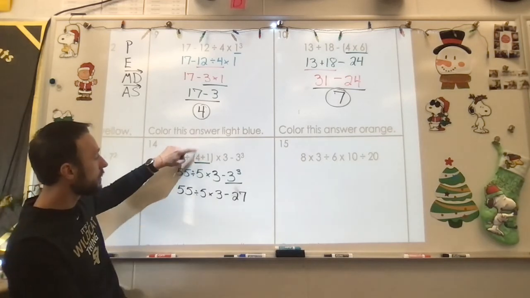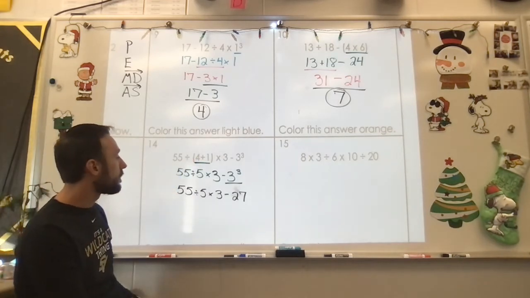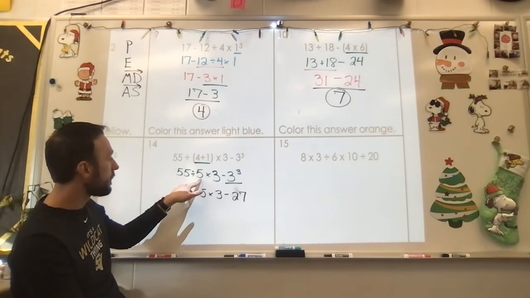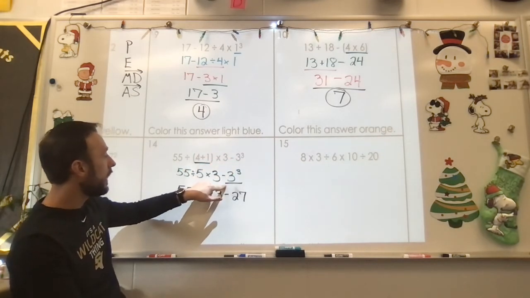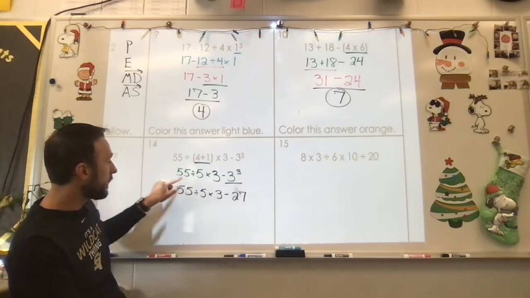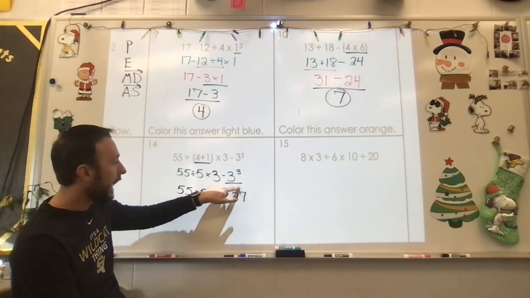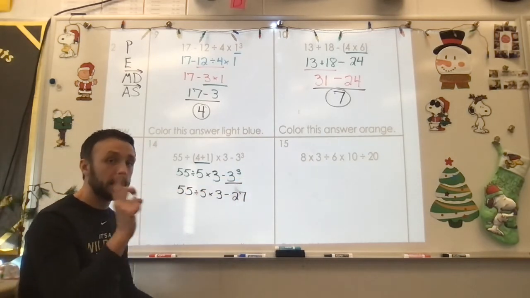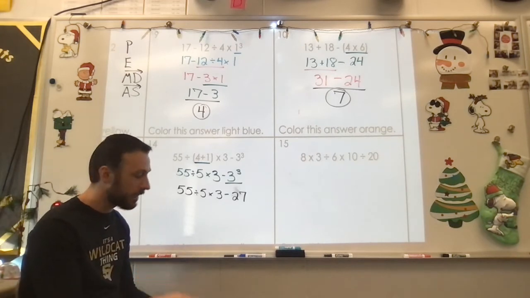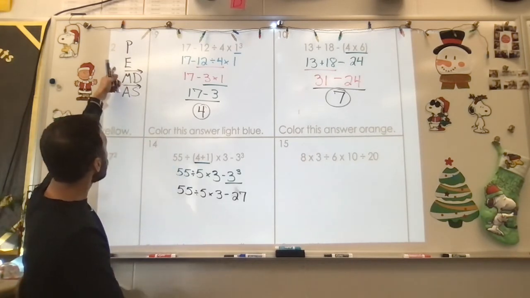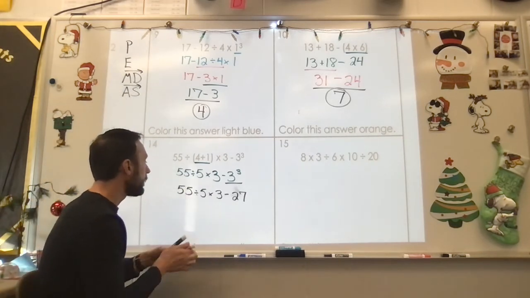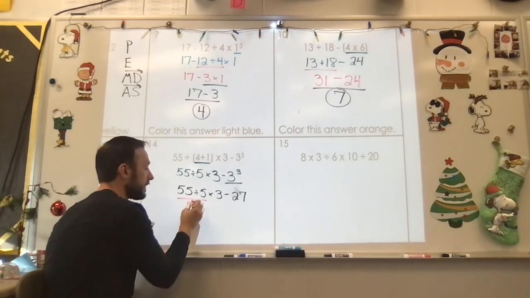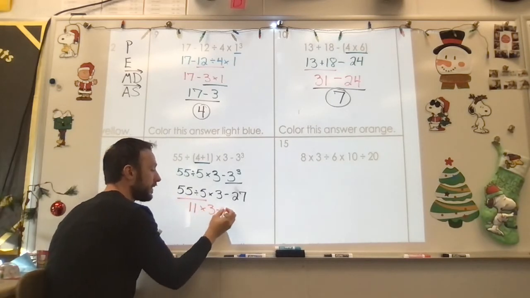I solved my parentheses, which was 5. So that left me with 55 divided by 5 times 3 minus 3 to the third. I would do my exponents next. So I copy down everything I haven't used yet. And 3 to the third is 27 because 3 times 3 is 9, times 3 is 27. I don't have any exponents left, but I do have multiplication and division, and I'm going to do that from left to right. So I would do 55 divided by 5 is 11. Copy down everything I haven't used yet.